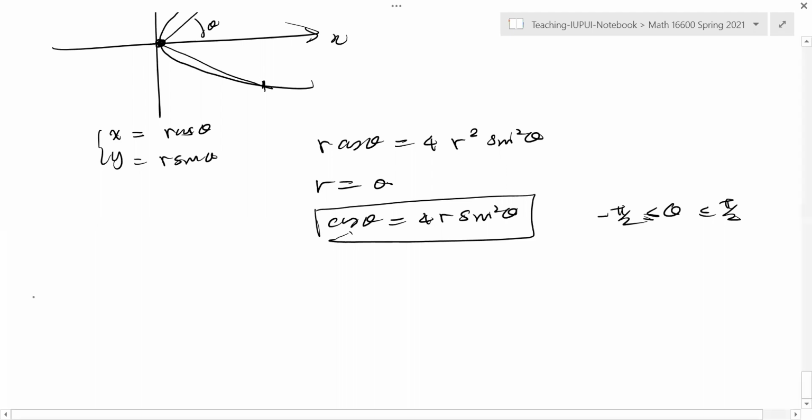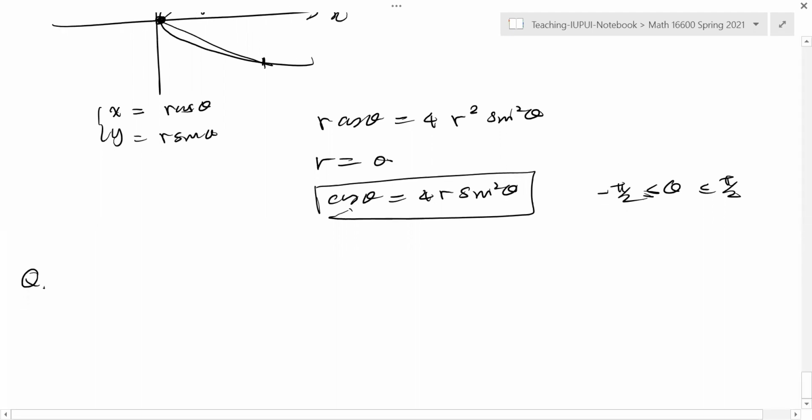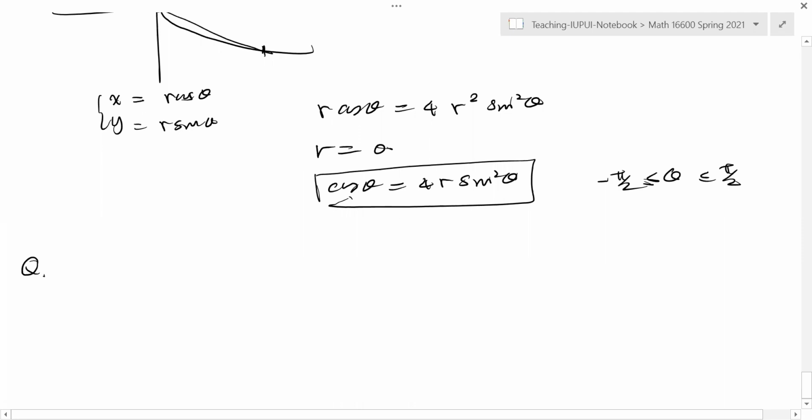Now we're going to look at some curves which cannot be easily described by equations in the Cartesian xy coordinate system. Okay. So given an equation r equals 1 minus cosine theta.